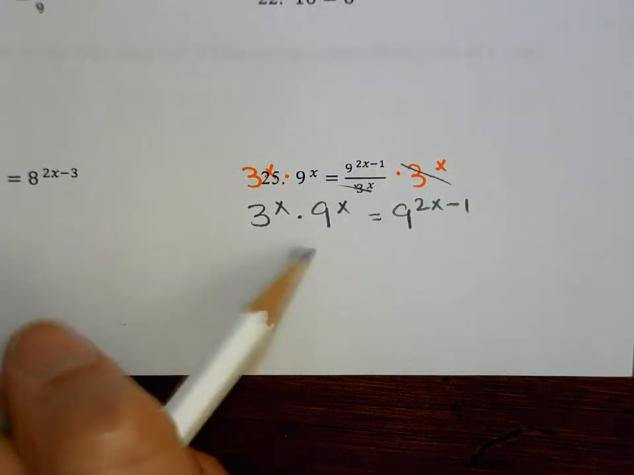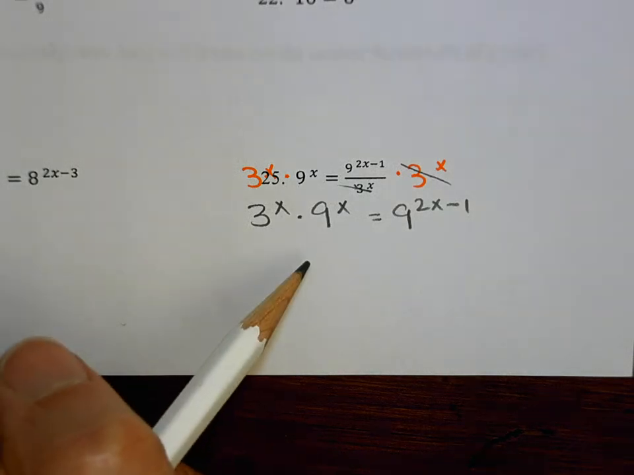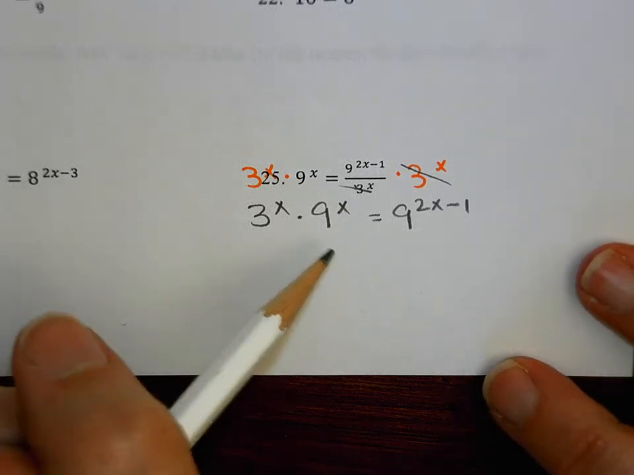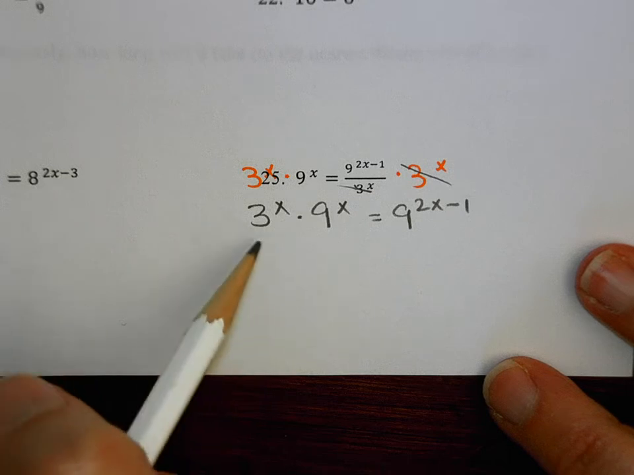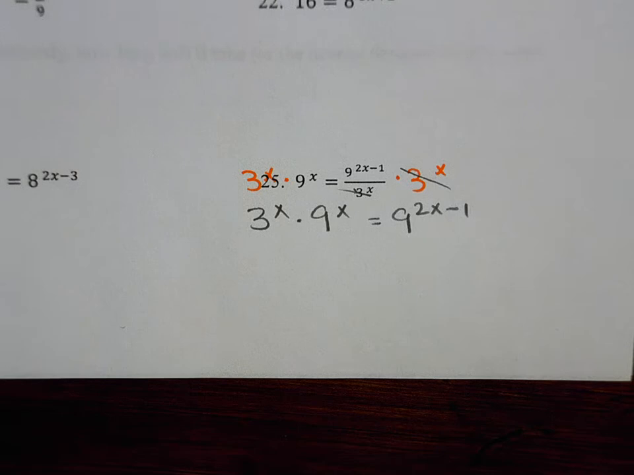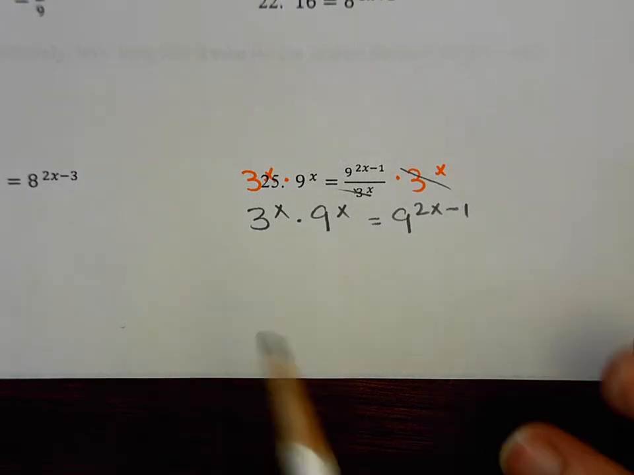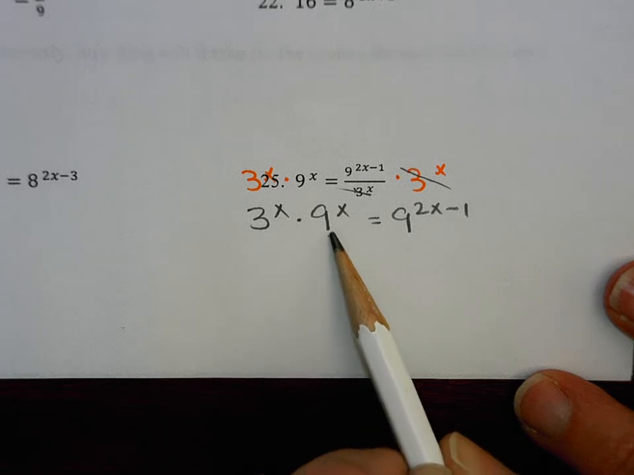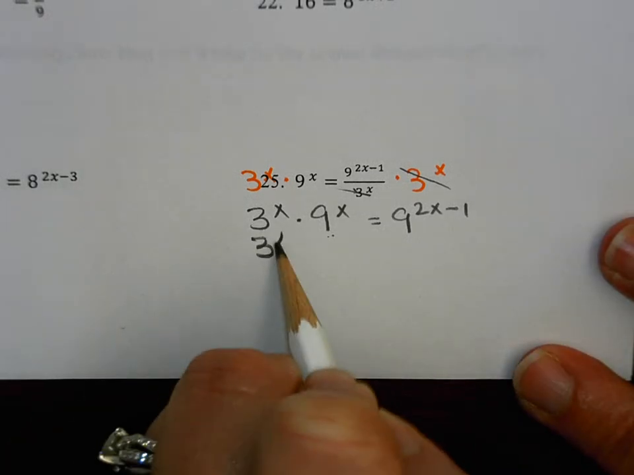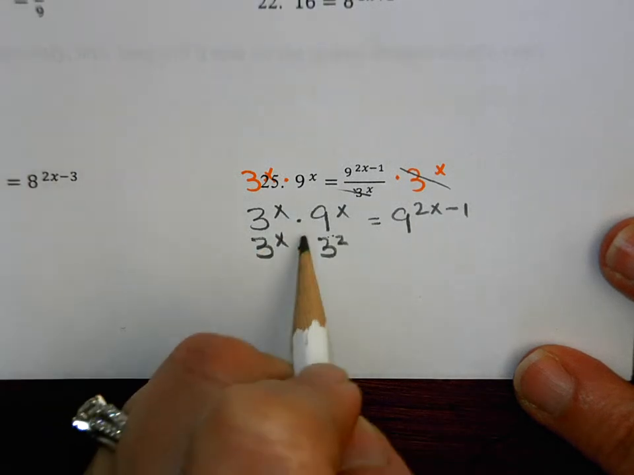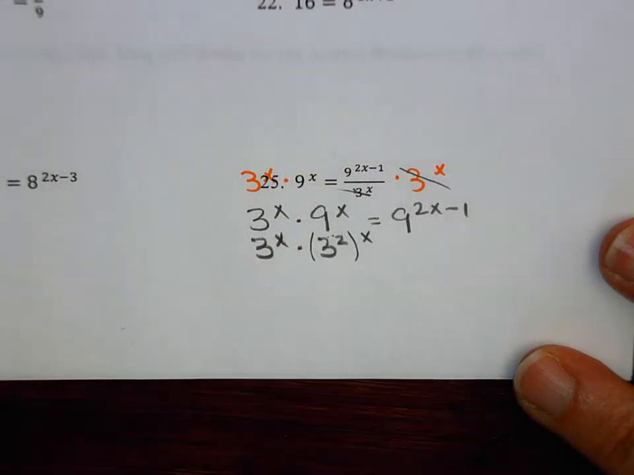And then I need to be able to combine these two together. The only way I can combine them though is if the bases are the same. Like I can actually multiply these together because I have the same power of x, but that doesn't end up helping me out. So I want to go ahead and get a common base. So I know that 9 is the same as 3 squared. And since 9 is to the power of x, 3 squared also has to be to the power of x.